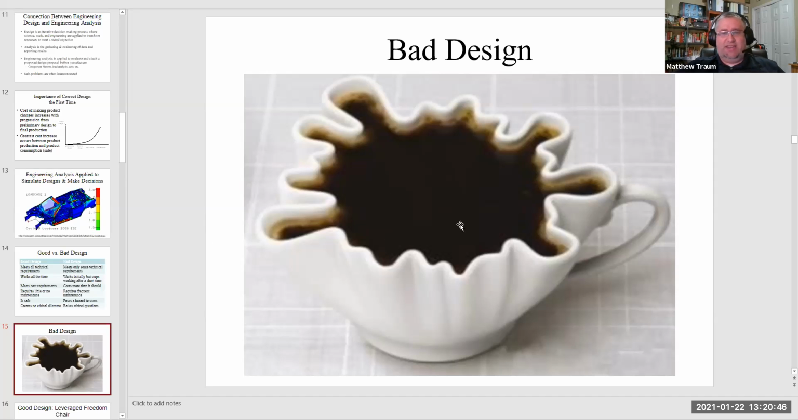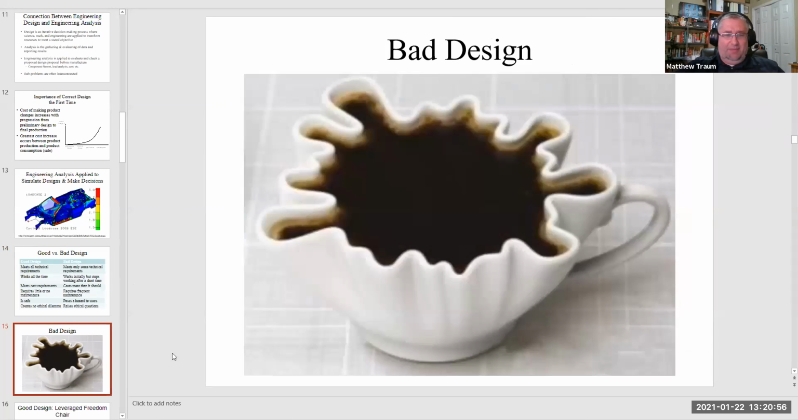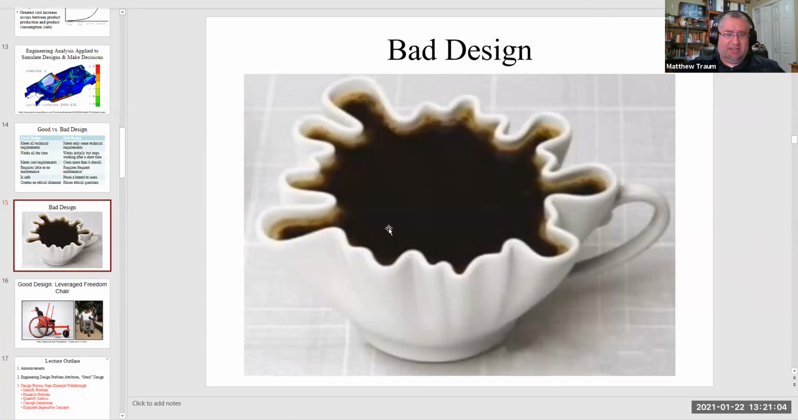So this is terrible design from almost all of these perspectives, right? Certainly raising hazards to the user and creating some ethical questions about, I wanted to sell this thing because it's a cool shape and people buy it because it looks cool, but am I going to hurt people in the process by trying to make some money by selling a crummy design?